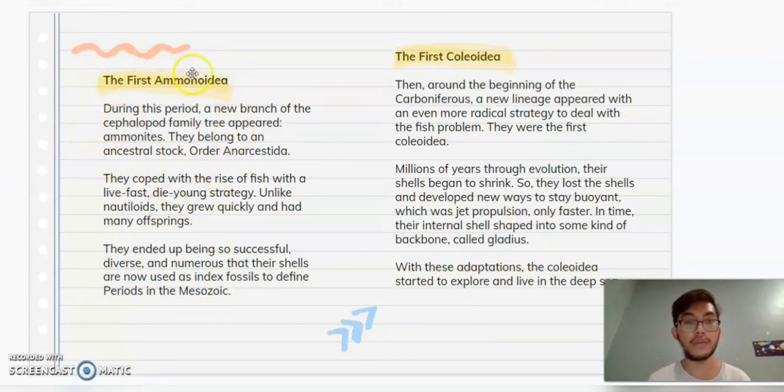Now we'll talk about the first Ammonoidea. The first Ammonoidea exist from the order Narcistida.